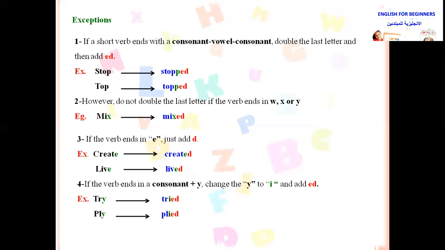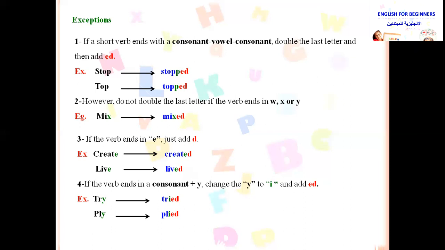Concerning the second exception, however, do not double the last letter if the verb ends in Y, X, or W. I have these three letters. When the verb ends with one of these letters, here we do not double the letter at all, we directly put ed, with x, y, and w. Example: mix, mixed. X in the end, I add only ed.